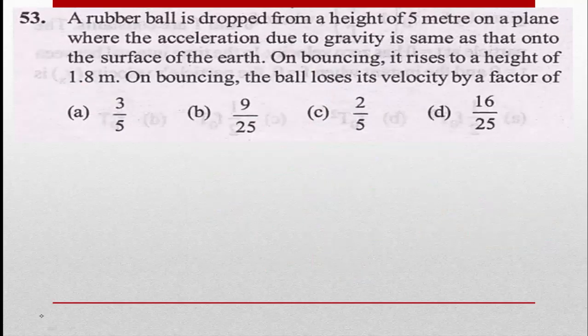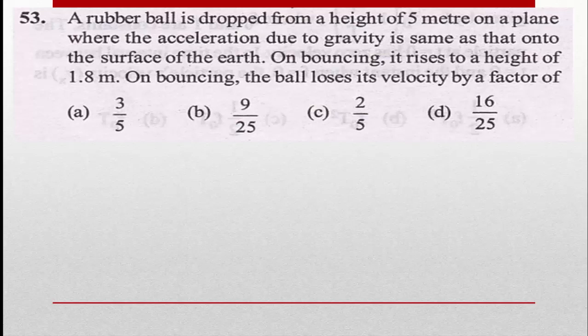And then the next question is question number 53. A rubber ball is dropped from a height of 5 meters on a plane where the acceleration due to gravity is the same as that on the surface of the earth. On bouncing, it rises to a height of 1.8 meters. On bouncing, the ball loses its velocity by a factor of.